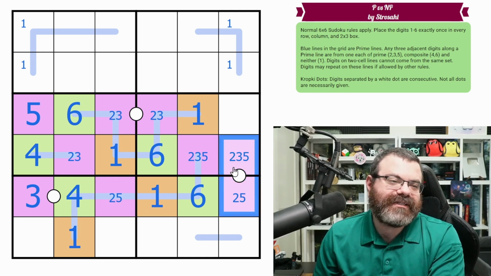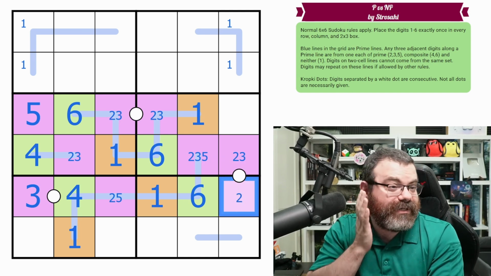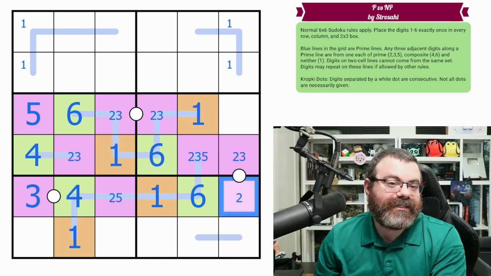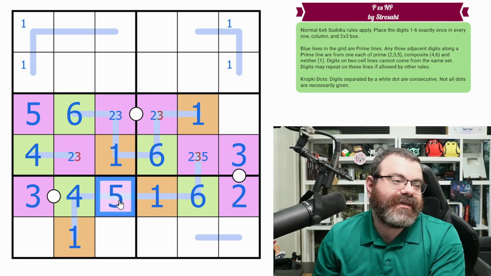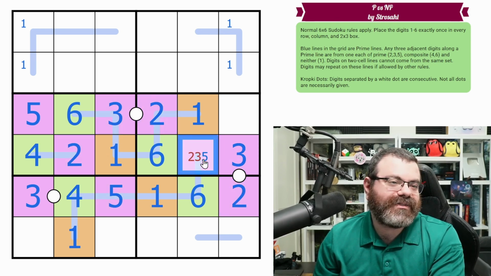And now these have to be consecutive, and this can't be a 3. So this has to be, and we know they can't use the 5 because we already did that up here. So this is 2, 3, and this can't be the 3. So that's 2 and that's 3. That gives us the 5 here, gives us 2 and 3 here. That's a 2, that's a 5.